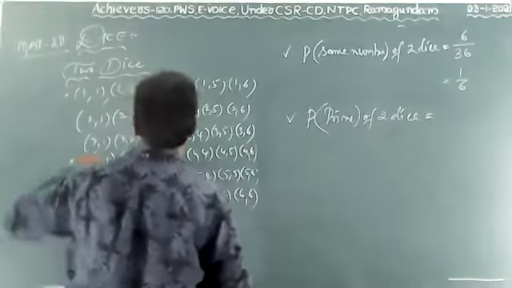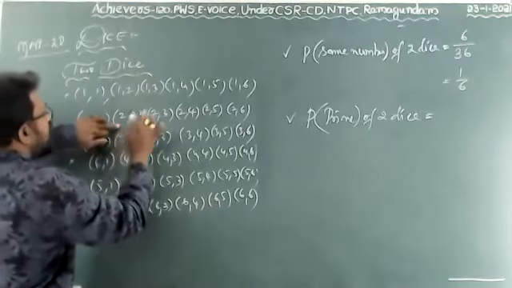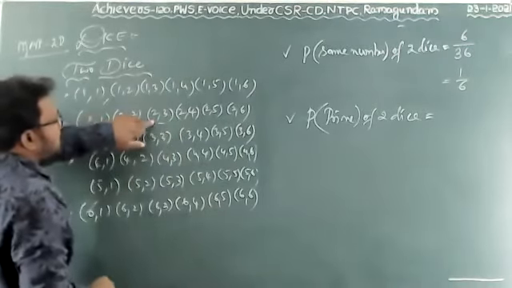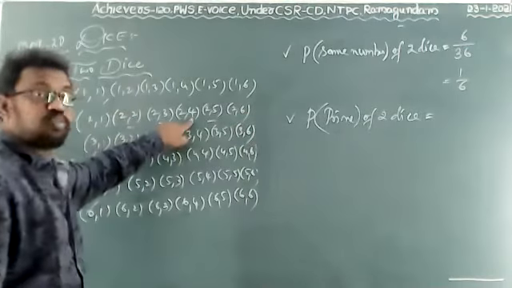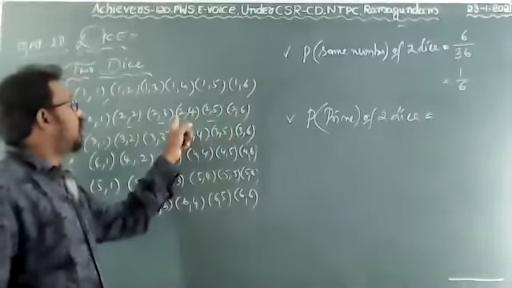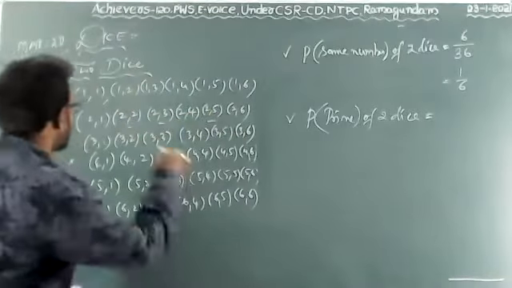Prime on two dice. See, 2 comma 2 is prime, 2 comma 3 is prime, and 2 comma 5 is prime, because 2 comma 4 is not prime, and 6 is not a prime. So in the 2 row: 2 2, 2 3, 2 5. That's it. Same like that.